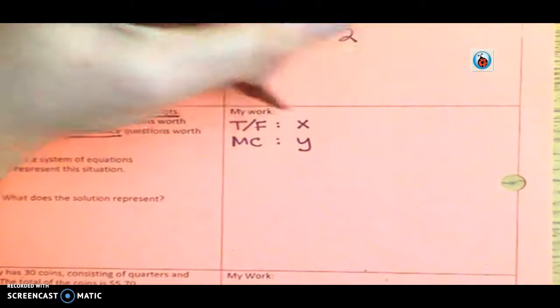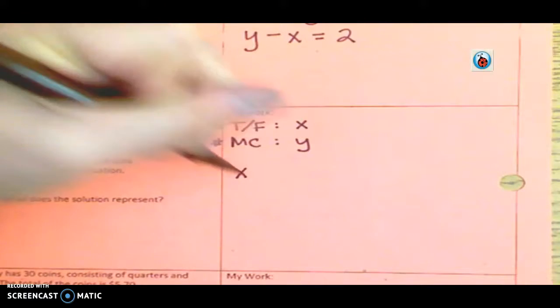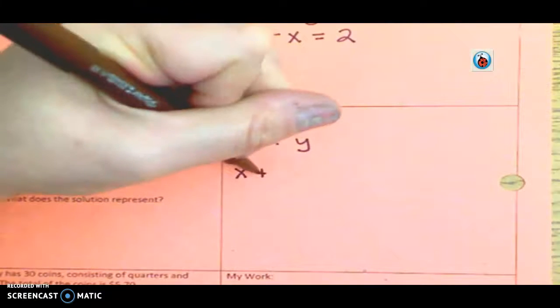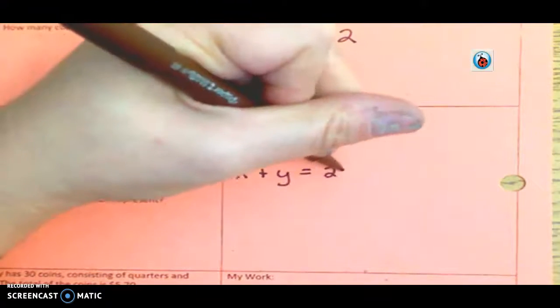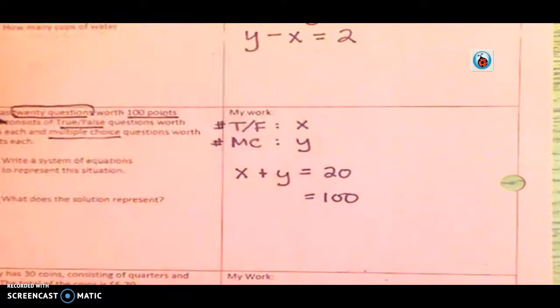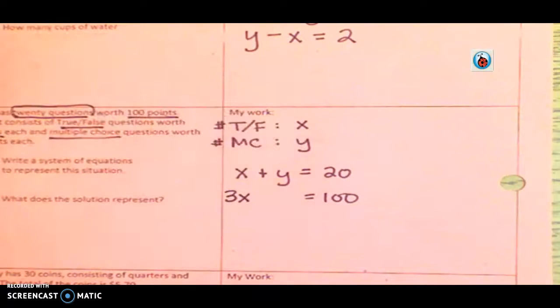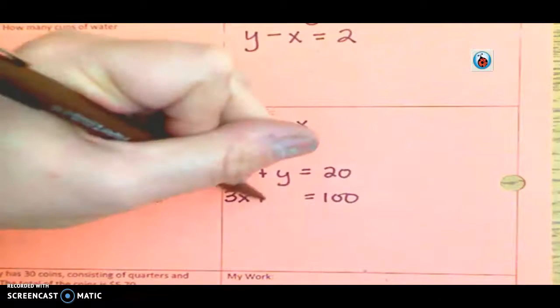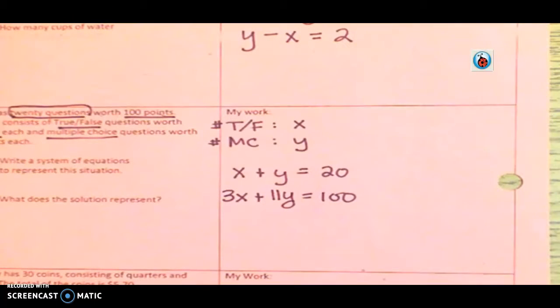So that's the X, the number of true/false questions, and Y the number of multiple choice. So the number of true/false questions plus the number of multiple choice is a total of 20 questions. All right, I got a total of 100 points, and it's 3 points for each true/false. So true/false is X, so 3 points times the true/false. And wow, 11 points for a multiple choice. All right, that's fine. Okay, but there's your system.